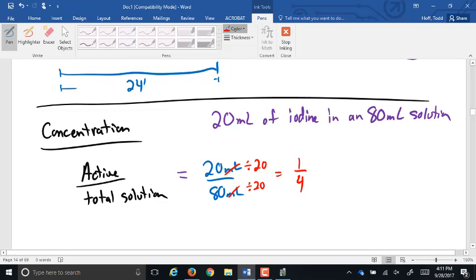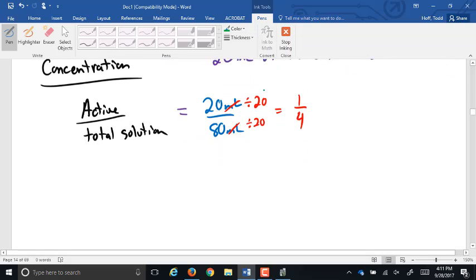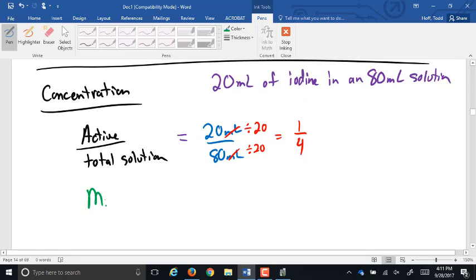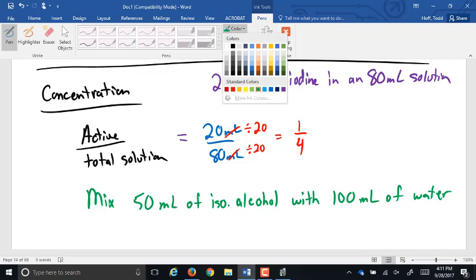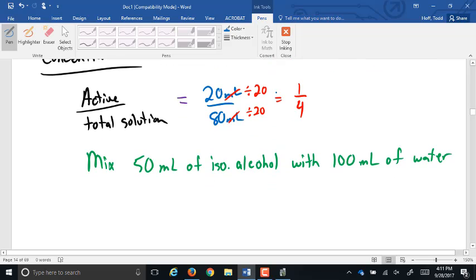What would be the concentration then? And be careful with this. If we mix 50 milliliters of, I'm just going to put iso for isopropyl, partly because I'm not sure if I can spell isopropyl. Isopropyl alcohol with 100 milliliters of water. What is the first number of that ratio?